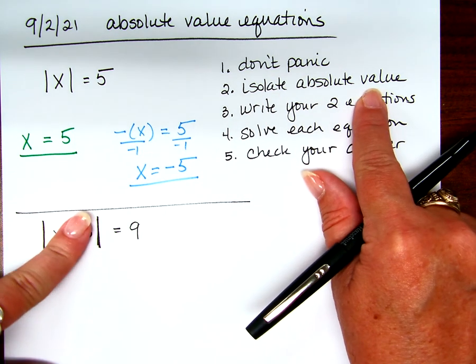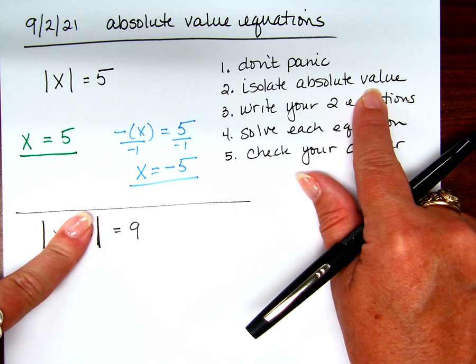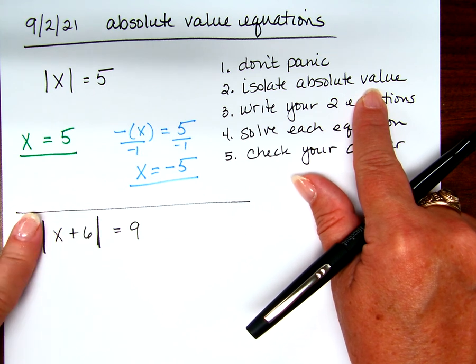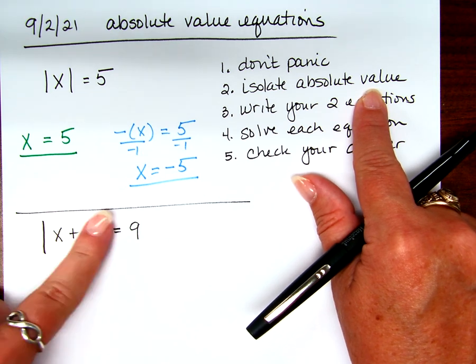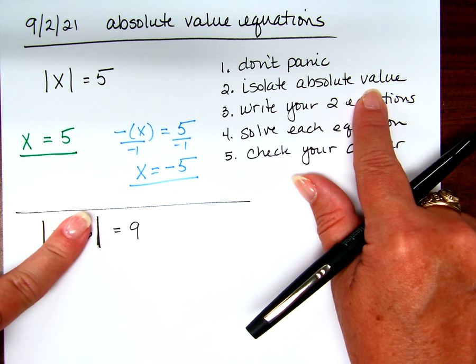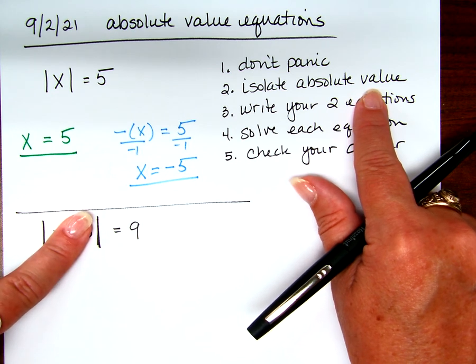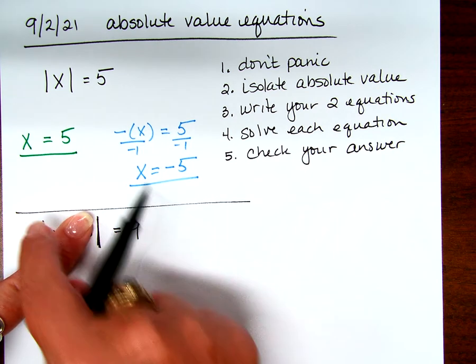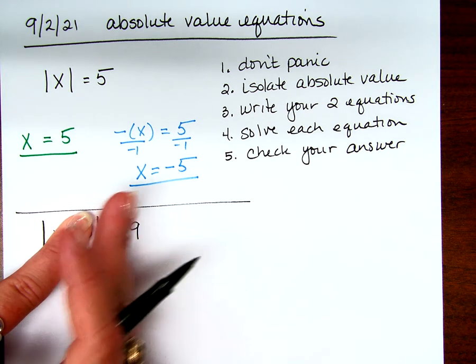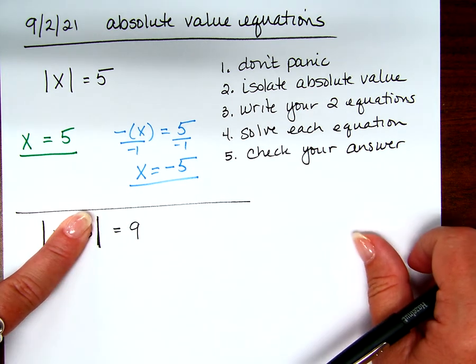Okay. Step 2, isolate the absolute value. Is this absolute value by itself? Yes, because there's nothing being multiplied, divided, added, or subtracted to the absolute value. Okay? I don't have to care yet what's inside. I need to make sure there's nothing on the outside on this same side as the absolute value. Does that make sense?